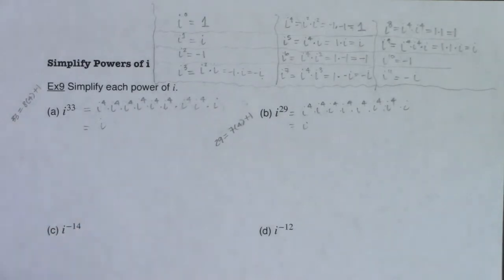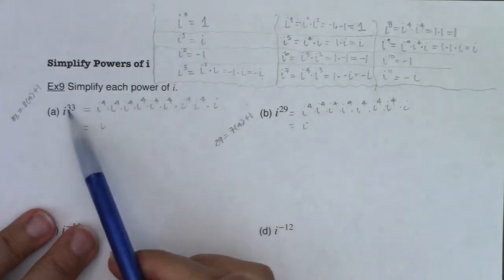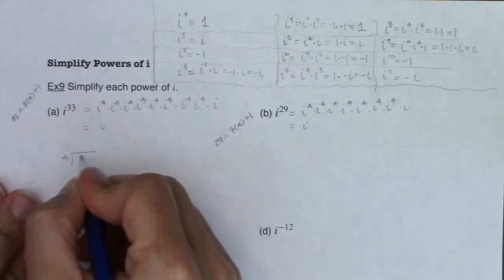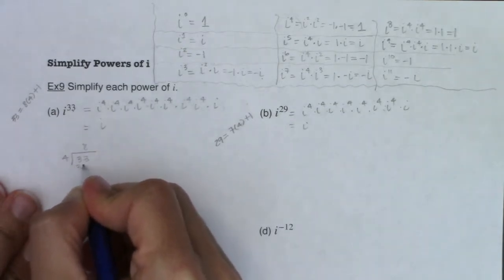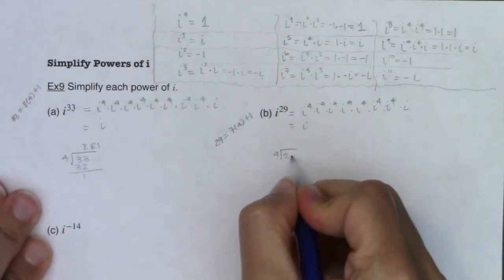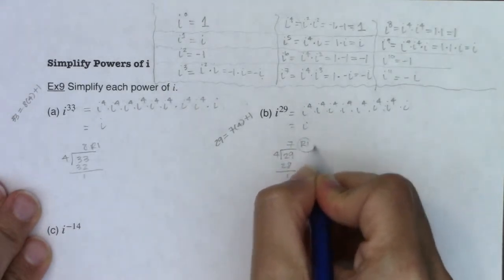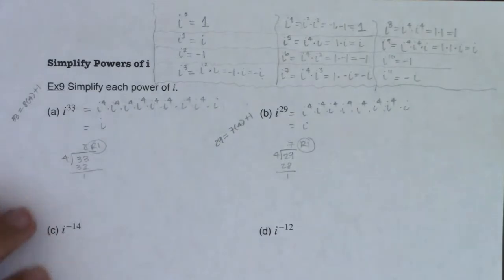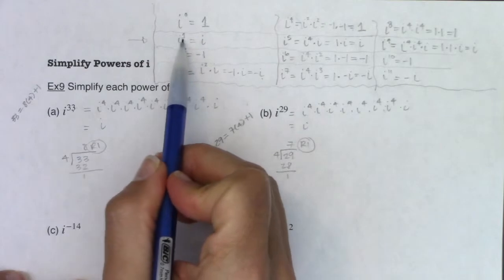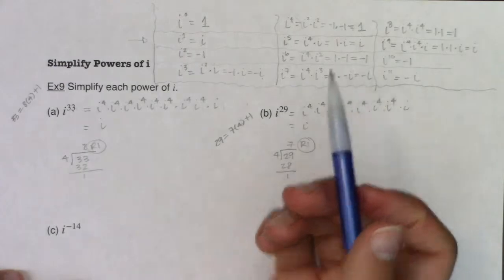Now the thing that 33 and 29 have in common is that when you divide 4 into them, their remainder is 1, right? So if I divided 4 into 33, I would get 8 with a remainder of 1. And if I divided 4 into 29, I would get 7 with a remainder of 1. And whenever you have that remainder of 1, you will be on this first level here, right? Anything to the first power is just going to be I. Well, not anything, but I to the first power is I, okay?